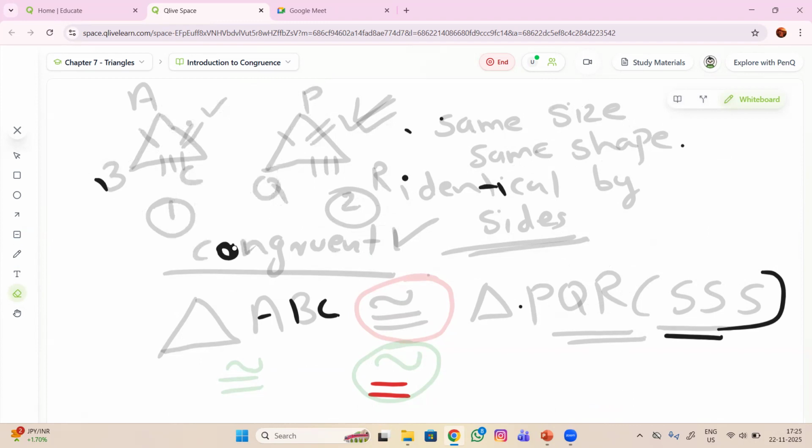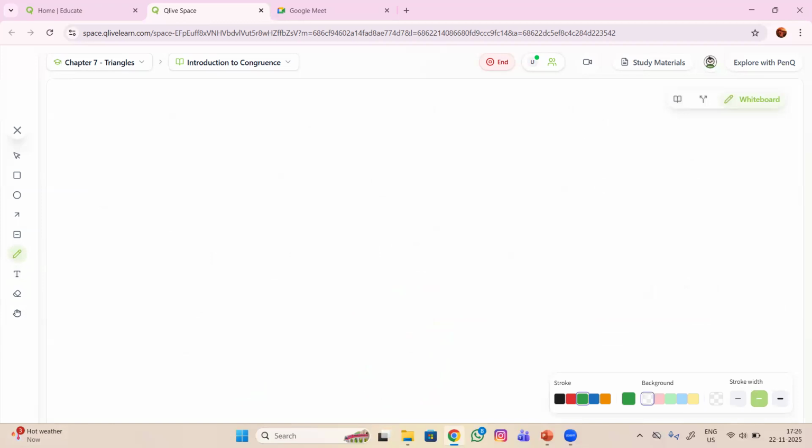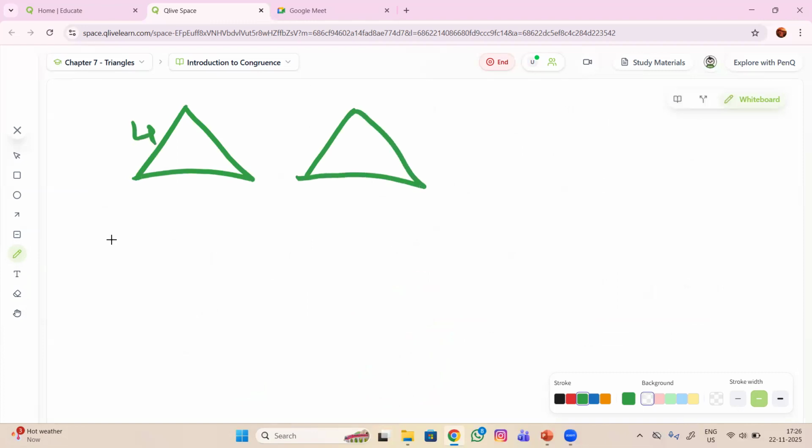Then there is a very important thing in the congruence of triangles, the SSS mode. That will be discussed in this next section. That is, if two triangles are congruent in the SSS mode, if two triangles have the same sides. Listen, if two triangles have the same sides, that is 4, 5, 3 and 3, 4, 5.